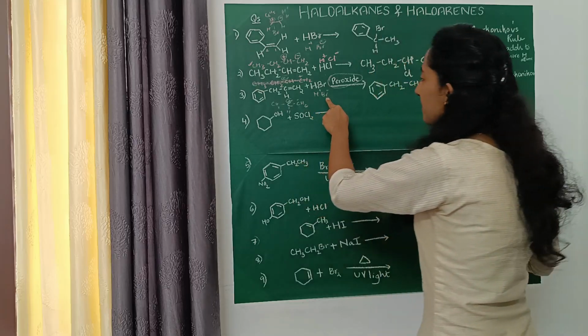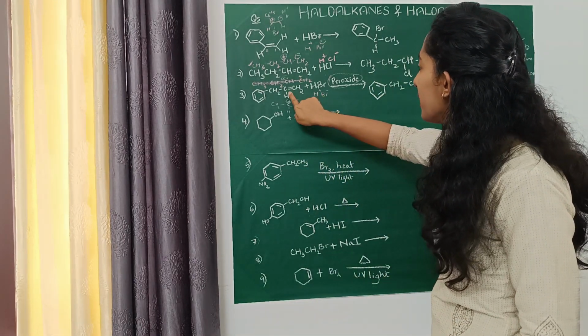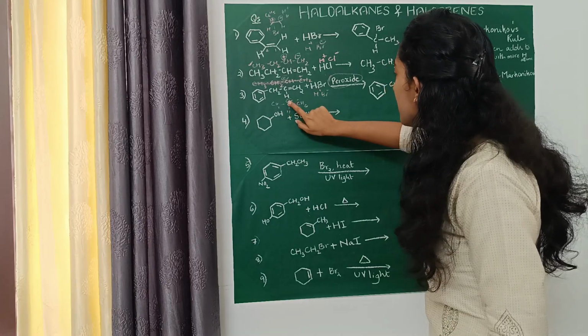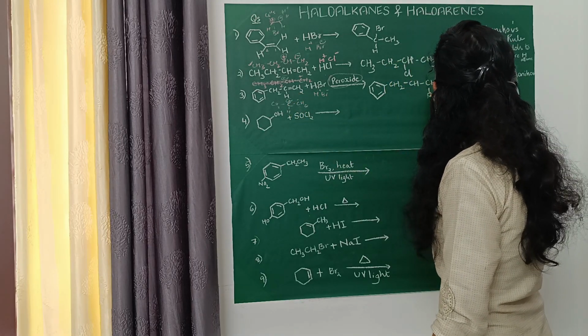So here you will be thinking that Br minus will be going to this position, but no, it will be coming in this position. So it will be like Br.